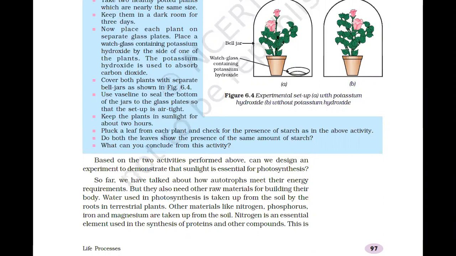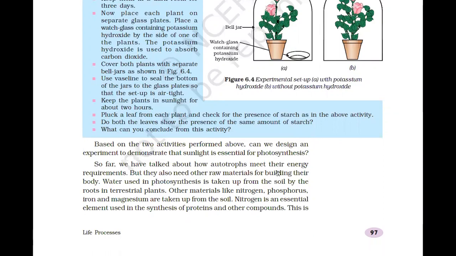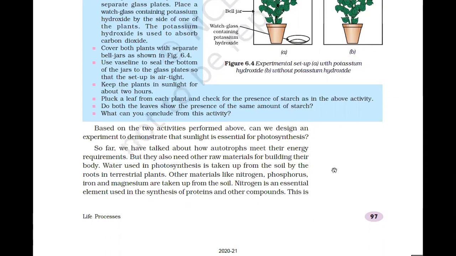Based on the two activities performed above, can we design an experiment to demonstrate that sunlight is essential for photosynthesis? So far, we have talked about how autotrophs meet their energy requirements, but they also need other raw materials for building their body. Water used in photosynthesis is taken up from the soil by the roots in the terrestrial plants.